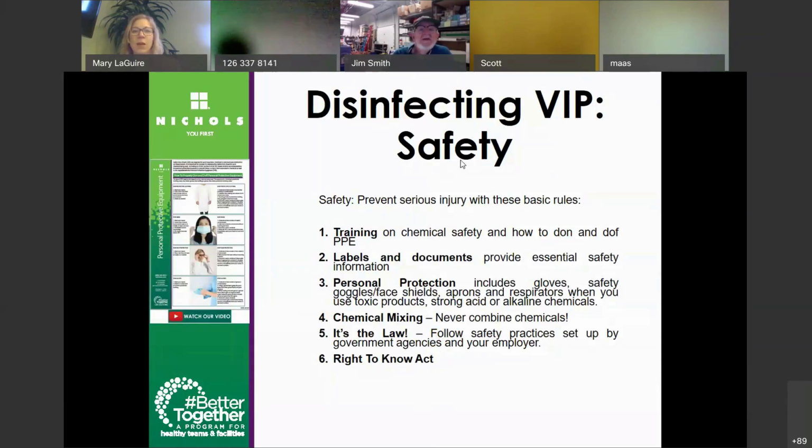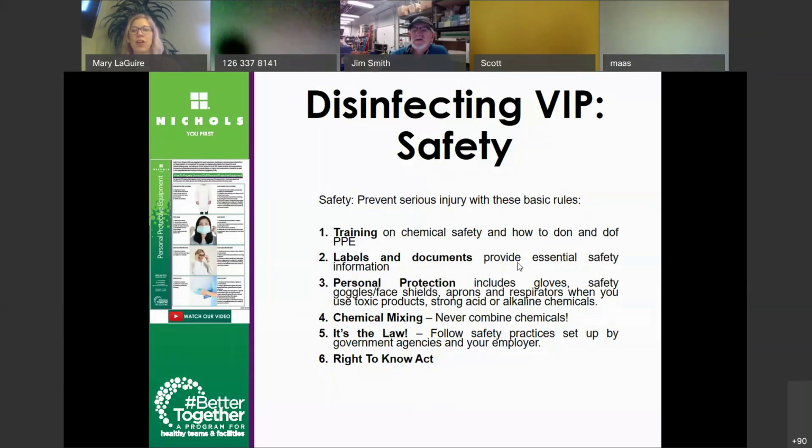So, disinfecting VIP safety. There are these basic rules to follow. Training is very important. Training your staff on how to effectively don and doff the PPE. And we have a video and a poster that I'll show you where to go to get on our website. Mask, goggles, gloves, very important to train your team on that.